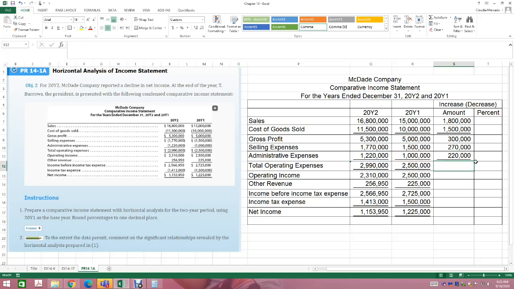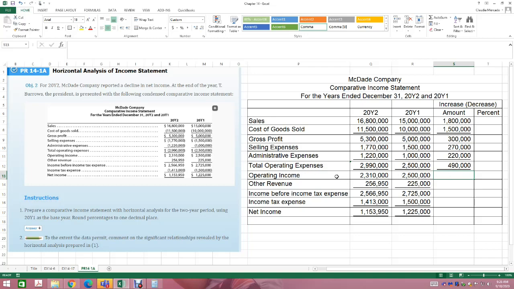My admin expenses went from 1 million to 1,220,000. So that means that your admin expenses increased by $220,000. So your total operating expenses increased by $490,000. 2,500,000 was last year, 2,990,000 was this year. Your operating expenses increased by $490,000. Okay? Let's look at operating income.